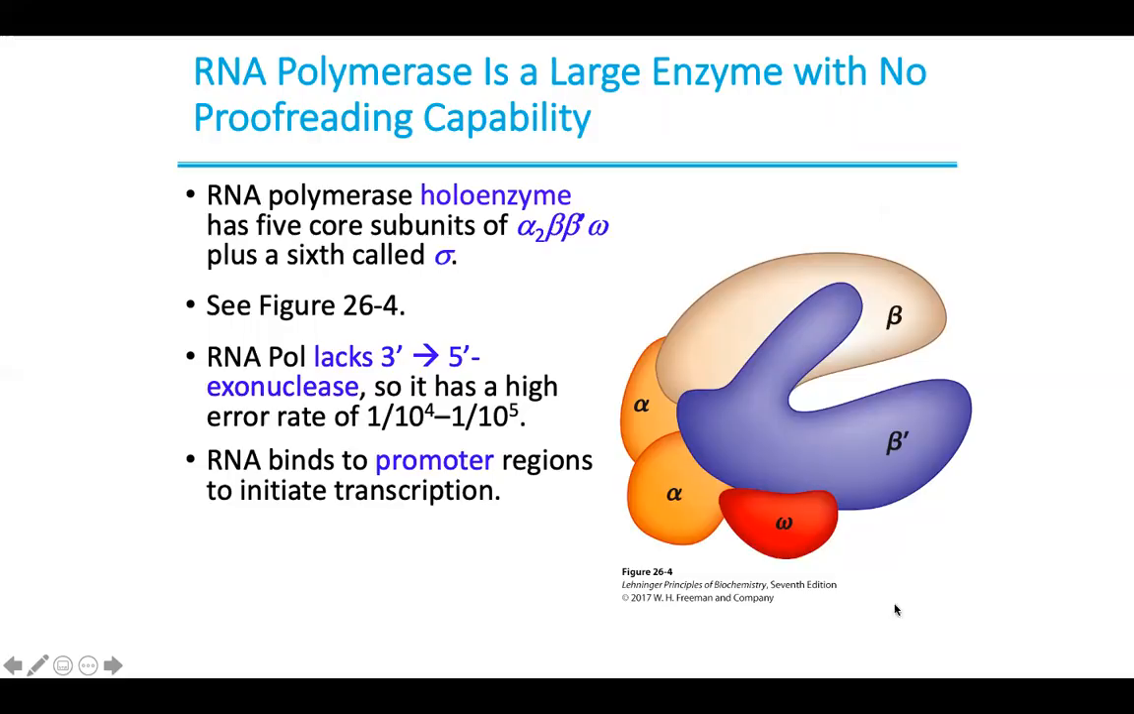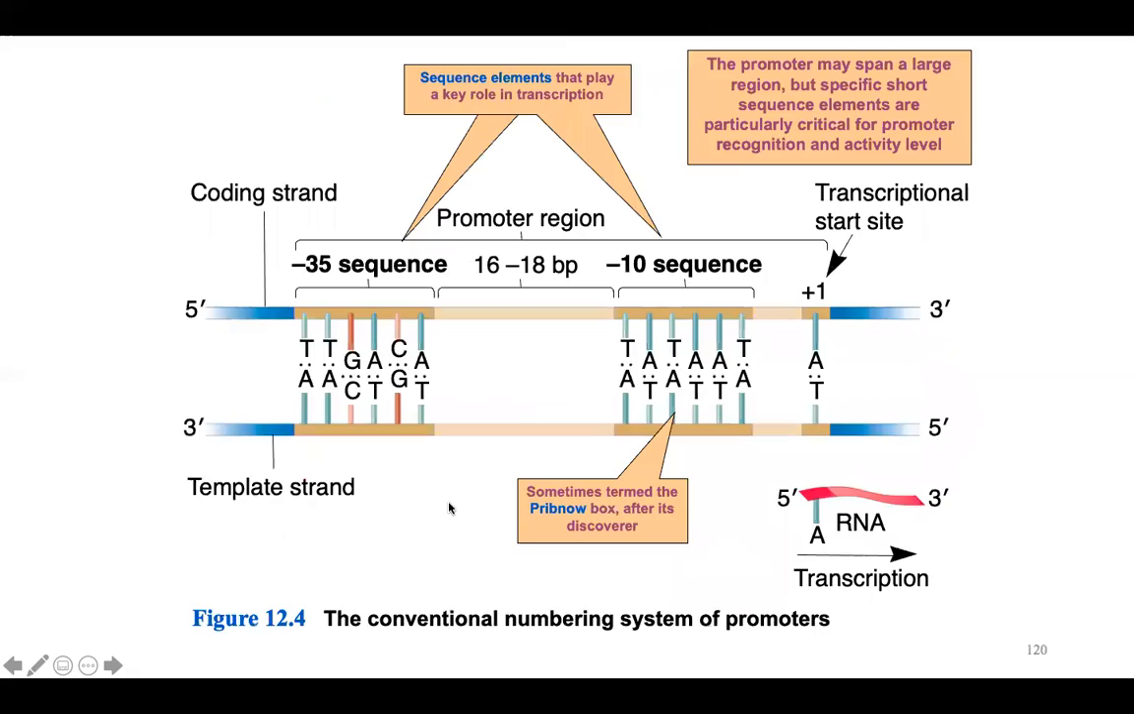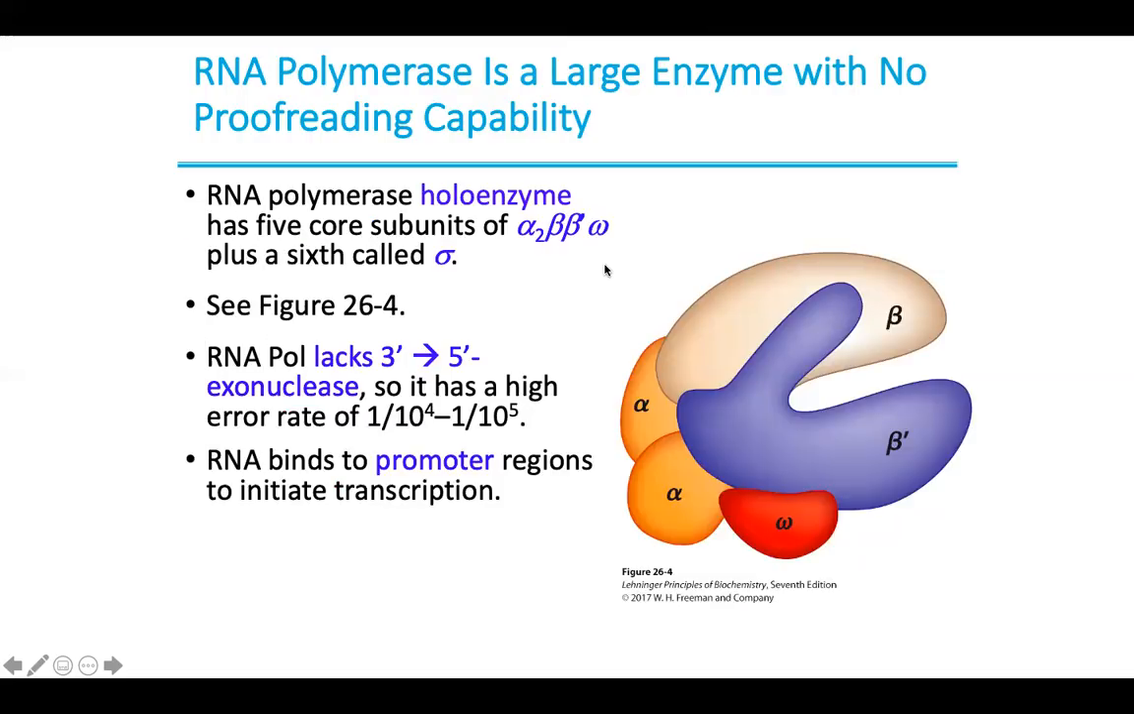Okay, what is important about RNA polymerase is the sigma subunit. This is the sigma factor, the sigma subunit. It is the one that binds to the promoter. Now, what is also unique about RNA polymerase is that it lacks a 3' to 5' exonuclease activity, unlike that in DNA polymerases. So it has a high error rate. And RNA polymerase binds to promoter regions to initiate transcription.